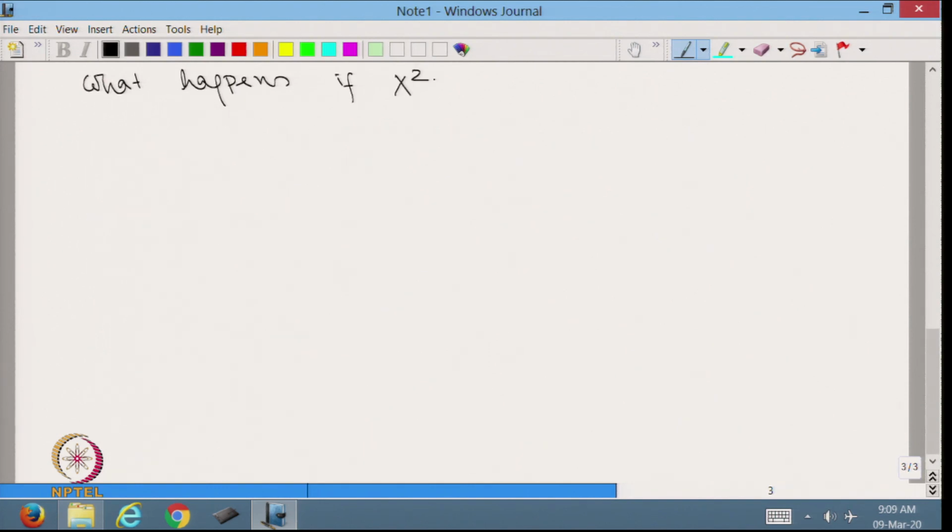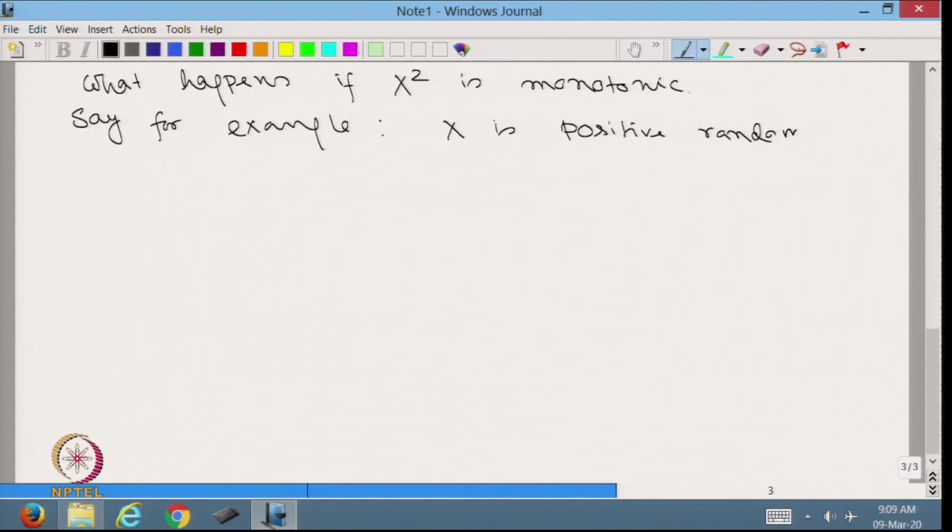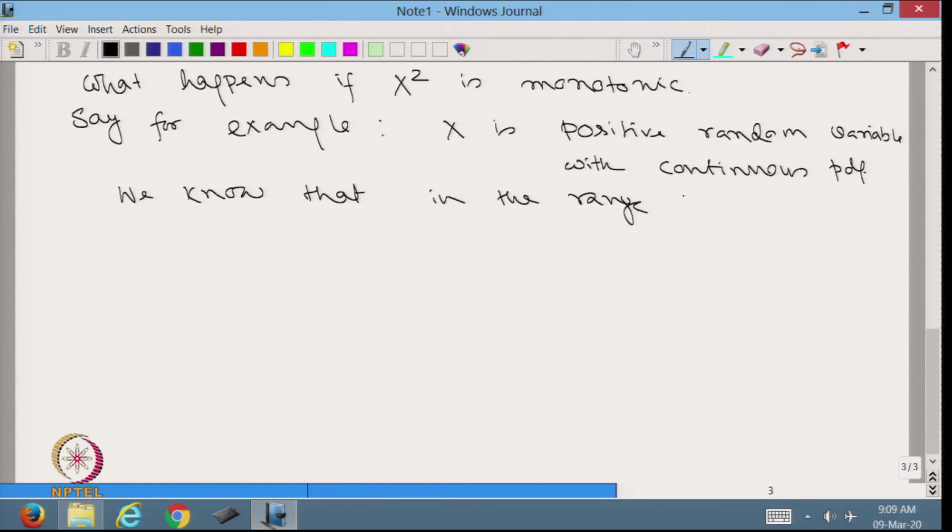What happens if x square is monotonic? Say for example, x is a positive random variable with continuous PDF. Now, we know that in the range 0 to infinity, x square is monotonically increasing.